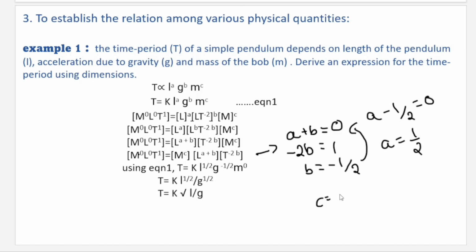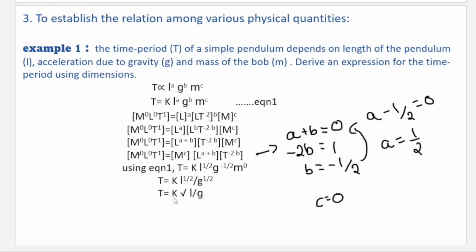And then with these values, using equation 1, we get T is equal to K L to the power A. A value is half, so L half. G is B, so B is minus half, G minus half, and M is 0, C, so we write here 0. Then T is equal to K L half by G half. Since here it is minus, we get this G in the denominator and get G half.